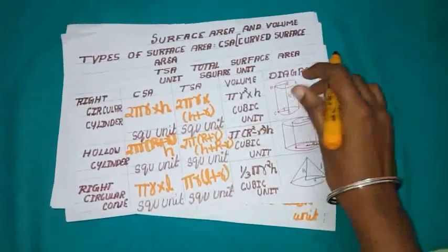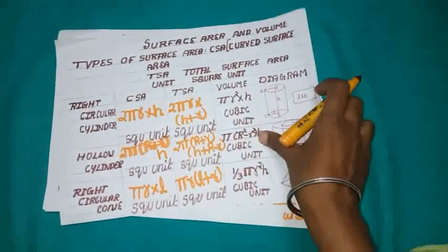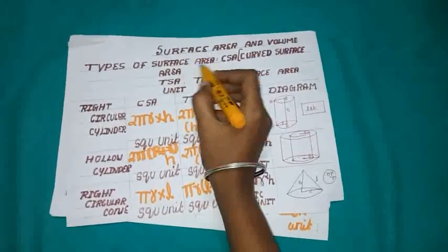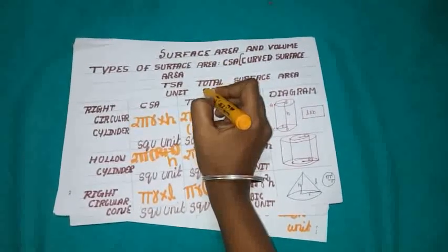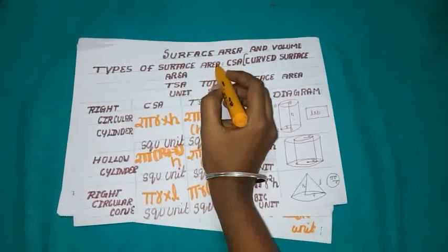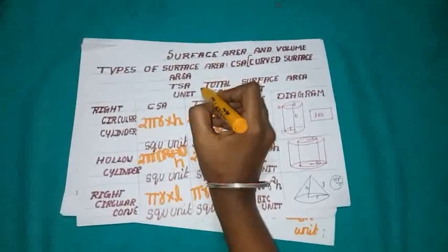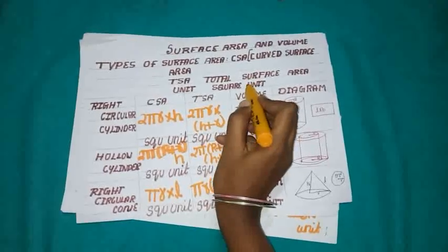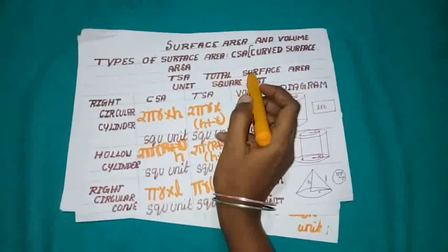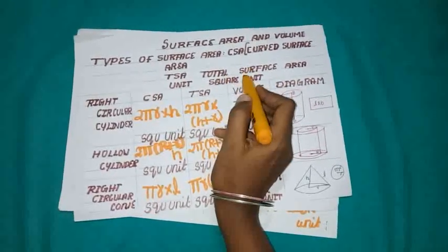Next, the summary part. We already studied what surface area is. Surface area is classified into two types, one for CSA and another for TSA. What is CSA? I already explained. TSA also explained. The unit of surface area is square unit. Volume unit is cubic unit.